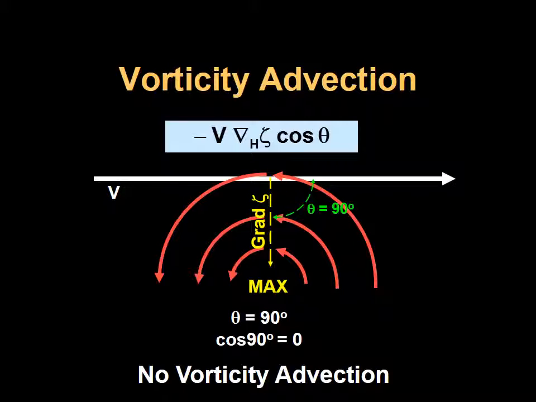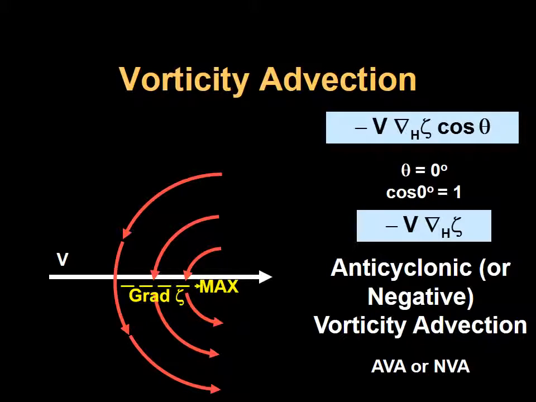And that makes sense. If you look at the arrow, the wind, you can see that it's blowing parallel to the isopleths of vorticity. And if the wind is blowing parallel to isopleths, there's no advection occurring. Let's take a look at another case.